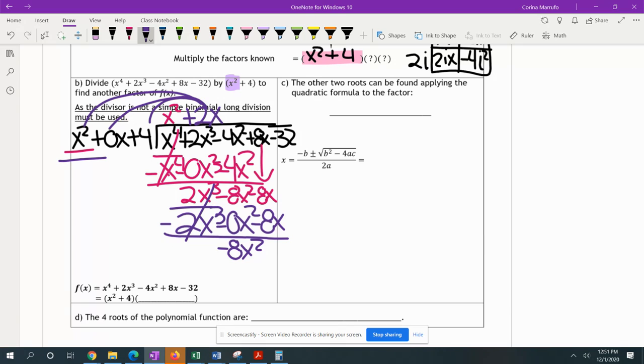And then we have a positive 8x minus an 8x. That's going to give us 0x. Remember, I'm going to fill in the 0. And then we drop the next one. So minus 32. Then we start over again.